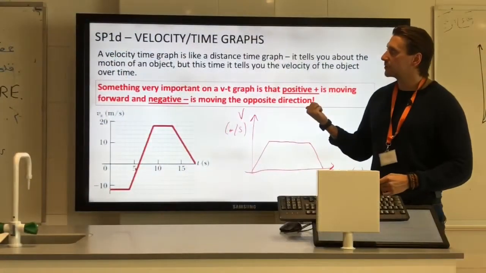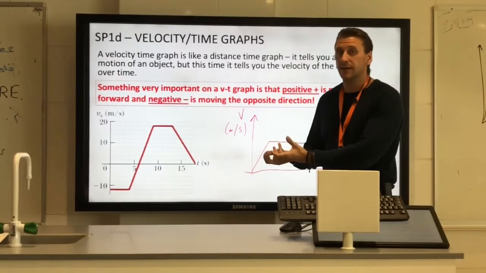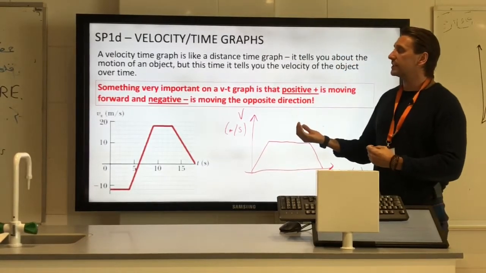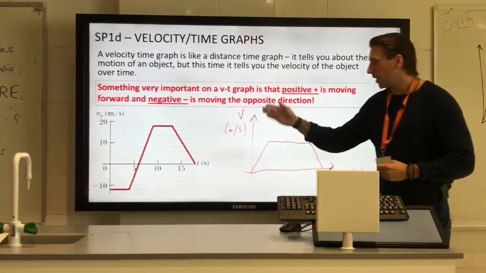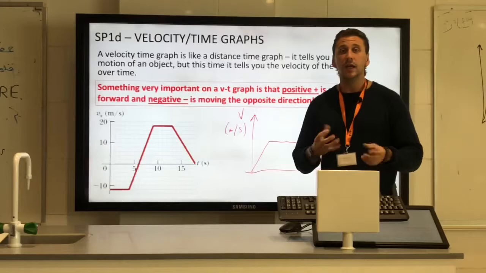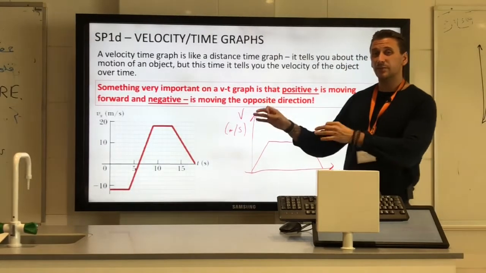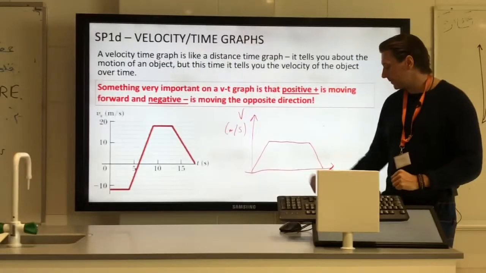The last part of chapter 1 then is 1D, which is velocity time graphs. So we already saw distance time graphs. Now we're looking at velocity time graphs. It's the same thing. So the y-axis should be the velocity of the object, which you remember is the speed, but it is in a certain direction because it's a vector, whereas distance was a scalar. And then time on the x-axis.